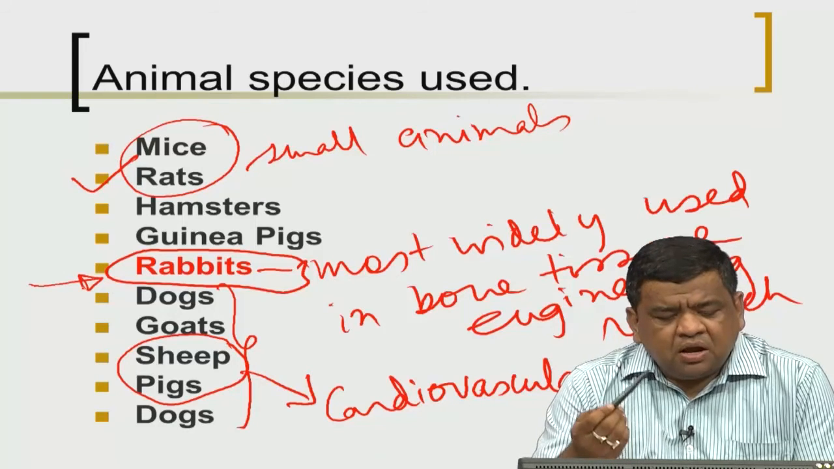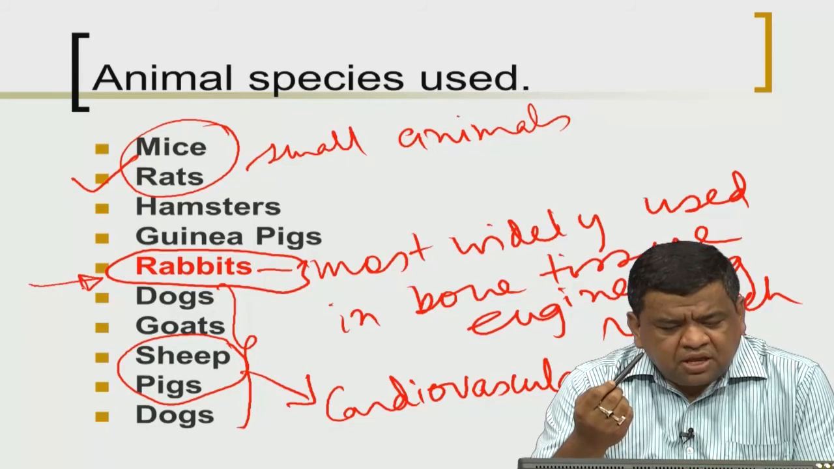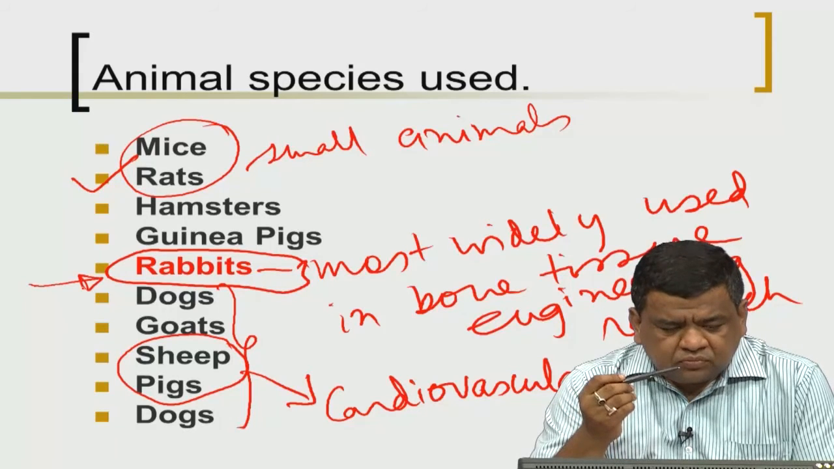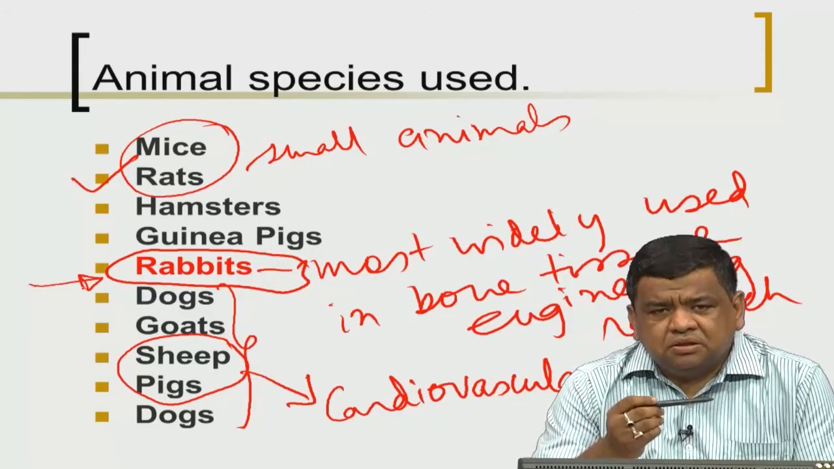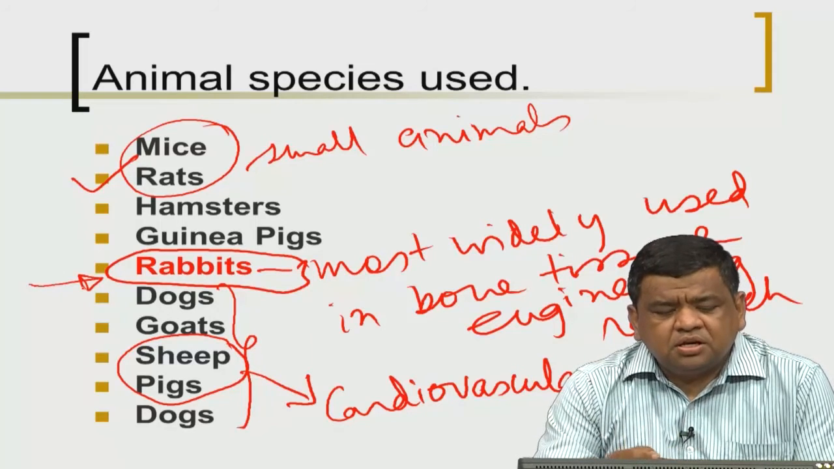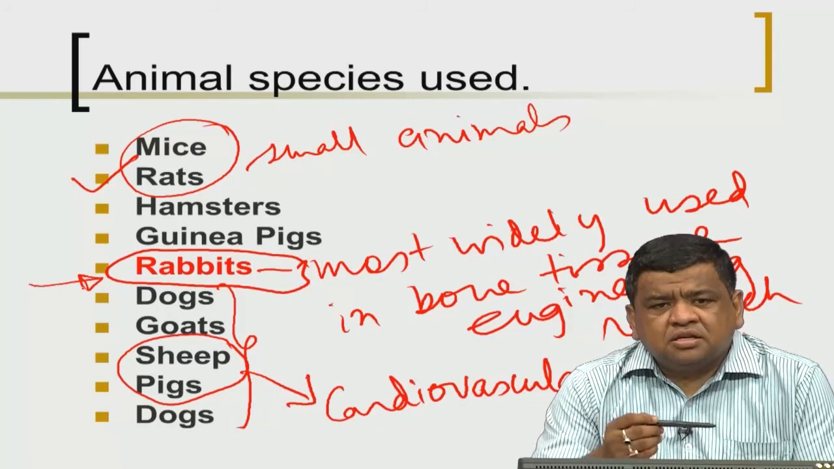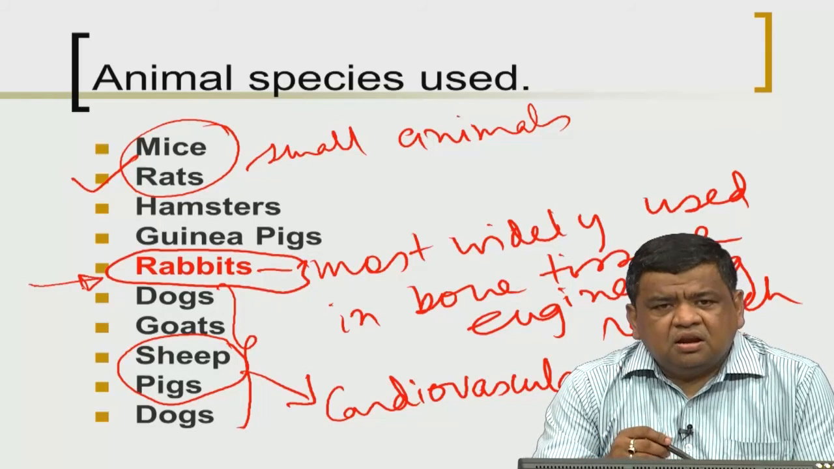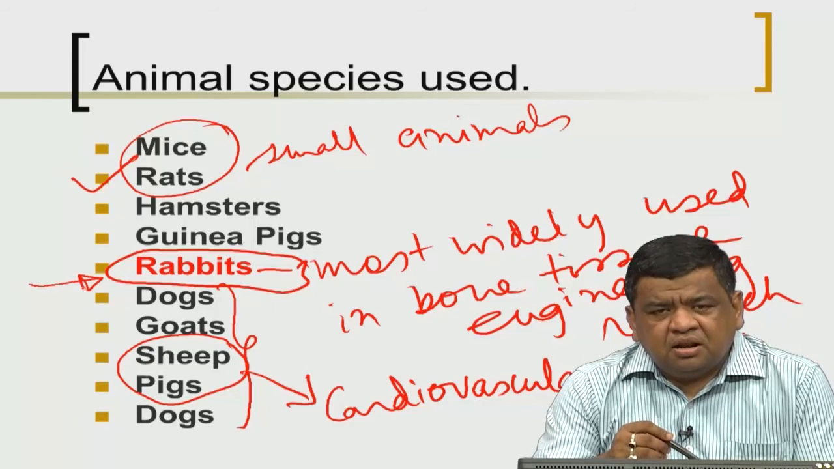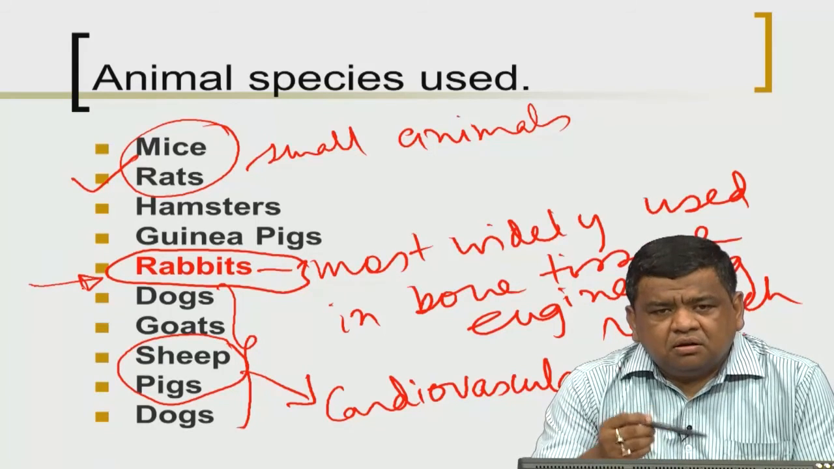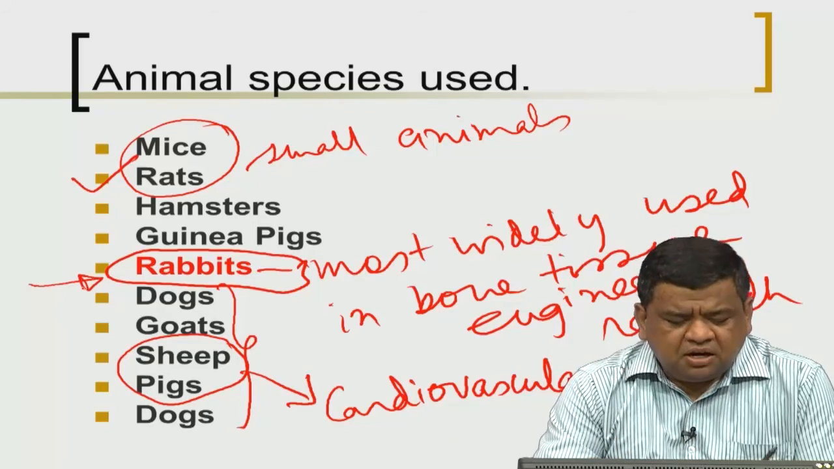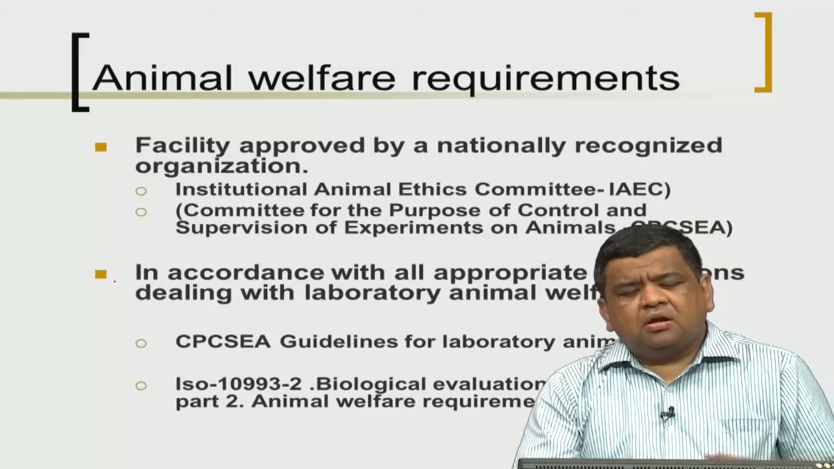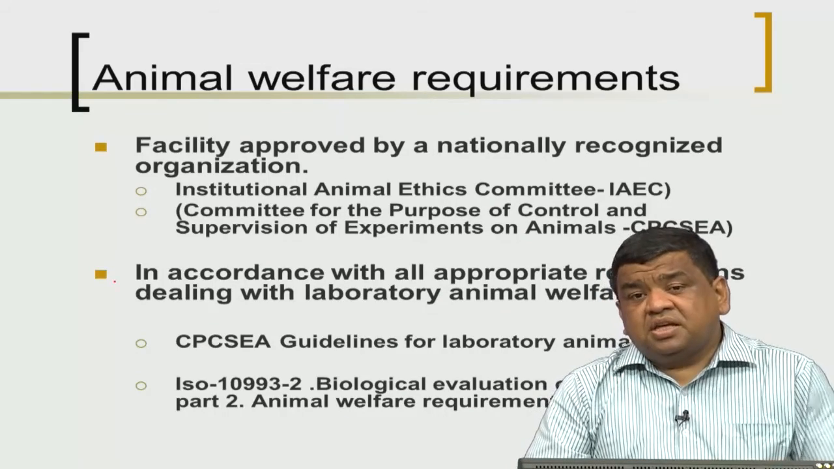Therefore, researchers are encouraged to conduct these experiments starting with small animal models, then validate the small animal model biocompatibility results in a relatively larger or medium sized animal, and further plan for the clinical trials. Okay. So, animal welfare requirements is one of the key things.